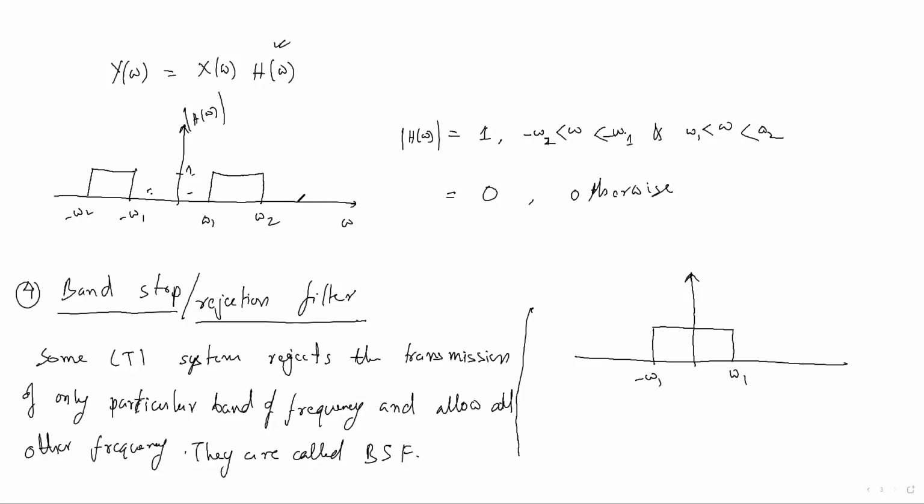In the band pass filter there is a frequency from omega 1 to omega 2, but in the band stop or band rejection filter, there will be no frequency there. There will be zero amplitude. This is for omega 2, and it goes up to infinity. So this is for the band stop or band rejection filter.